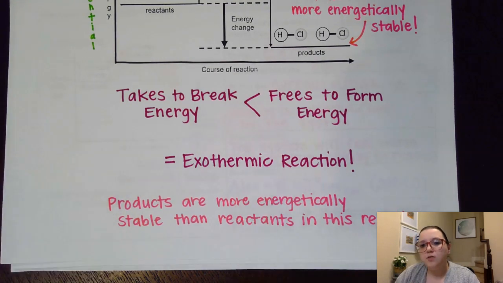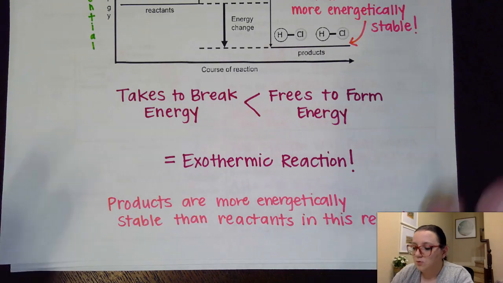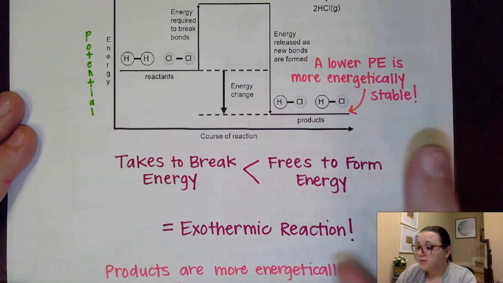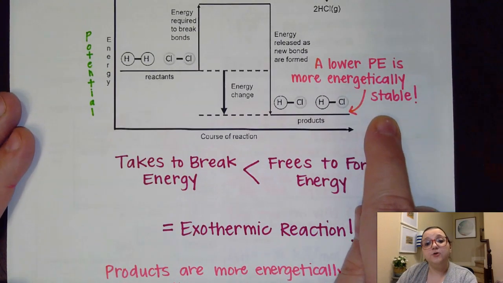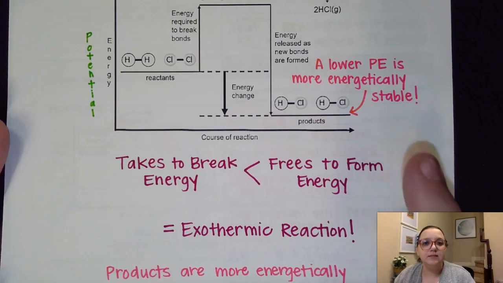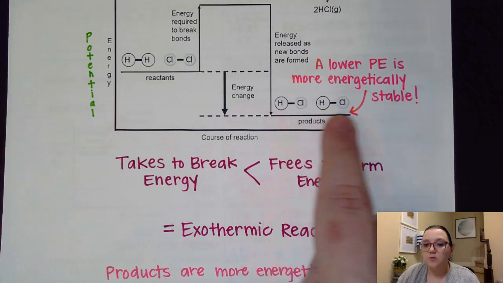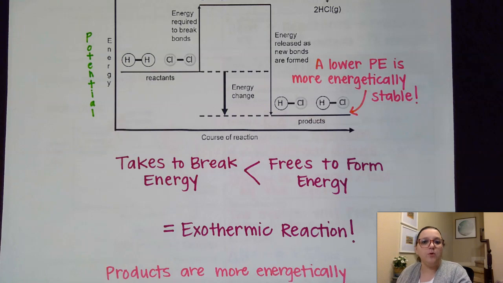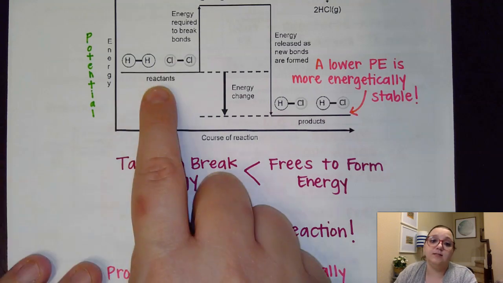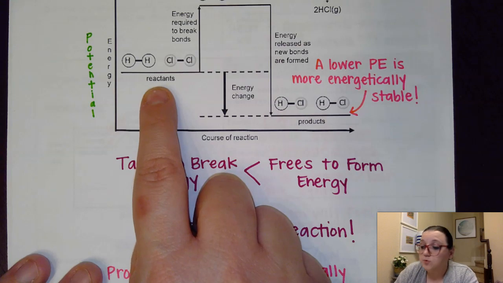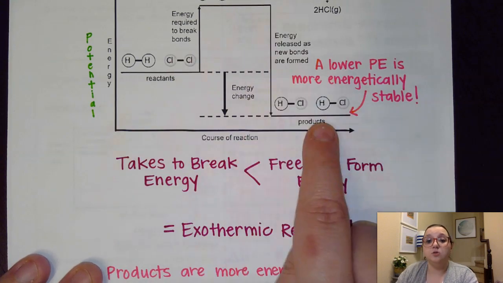Now there's one other thing I want to point out about this diagram. A lower potential energy is considered more energetically stable. So these products that we see here, because they're at a lower potential energy, are considered more energetically stable than the reactants that I had originally over here. So that would help to drive this reaction to completion.